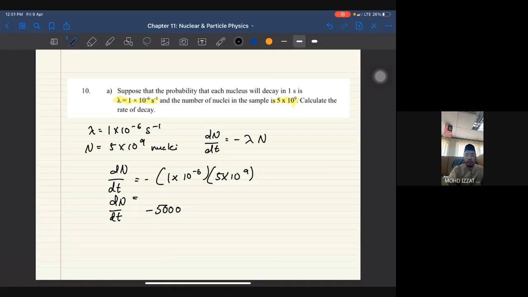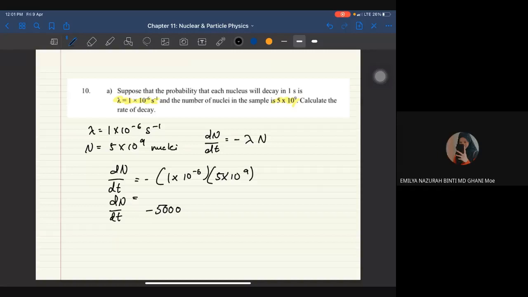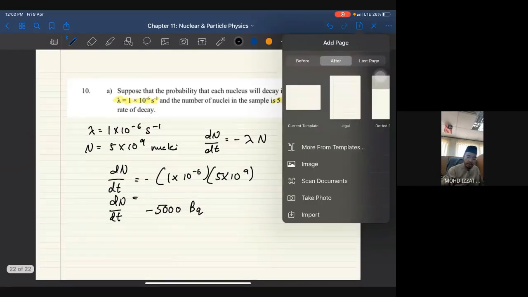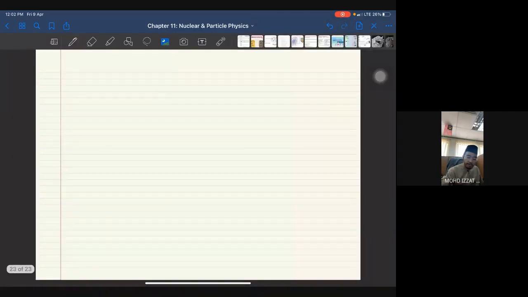Kamu boleh follow saya tak ni? Boleh, sir. S negatif 1. Okay, S negative 1 is correct, but normally I will write this one as becquerel. Sama je, dia adalah SI unit juga. Okay. Kita buat lagi satu soalan.